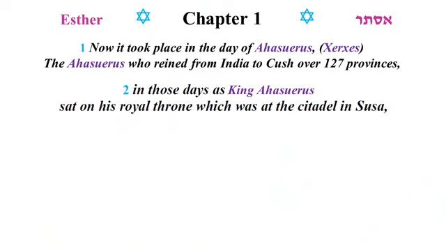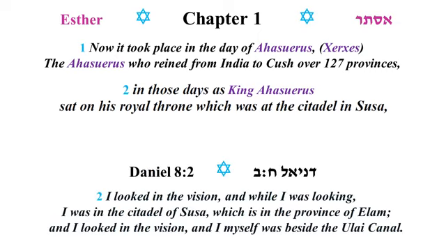Verse 2. In those days, as King Ahasuerus sat on his royal throne, which was at the citadel in Susa. Susa, where have we heard that before? Remember in the book of Daniel, it talks about Susa. Daniel 8:2. I looked in the vision, and while I was looking, I was in the citadel of Susa, which is in the province of Elam. And I looked in the vision, and I myself was beside the Ulai Canal. Elam, by the way, is the ancient name for Persia, which is modern-day Iran.